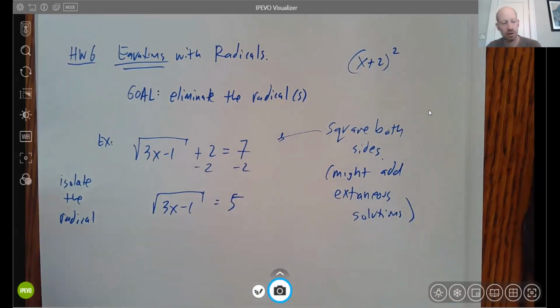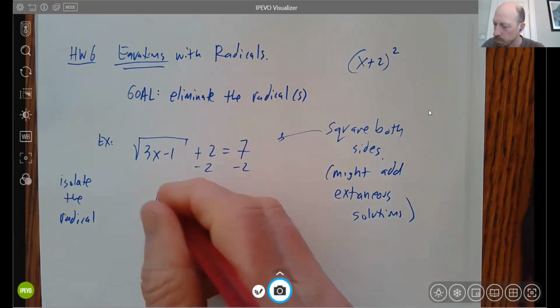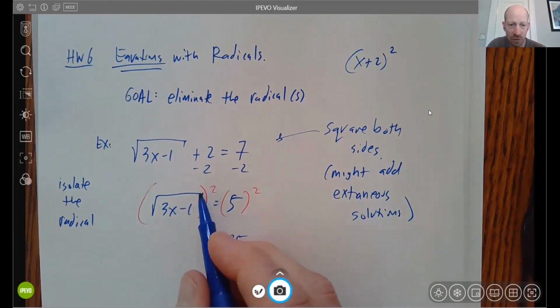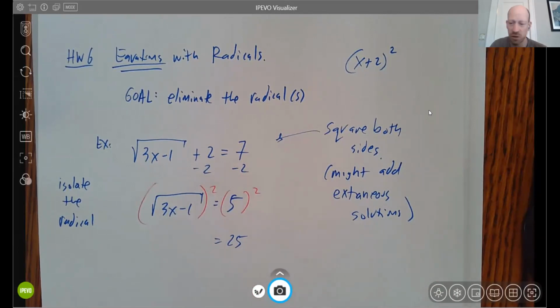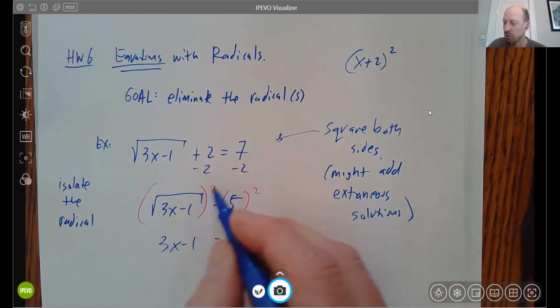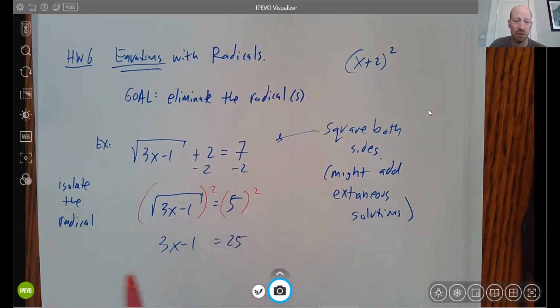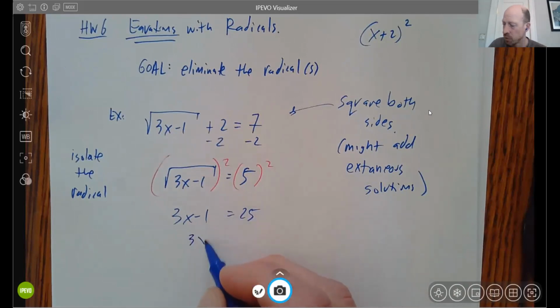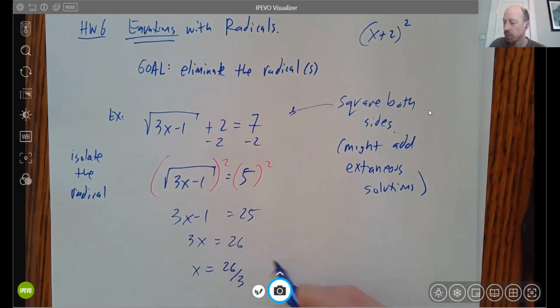Now I'm in a good spot here to square both sides. 5 squared is 25, that's fine. But what happens here is what's critical. This is a square root, and when I square the square root, those are exactly opposite operations. So all I end up with is 3x minus 1. They cancel each other out when you square the square root. And then I end up with a nice, easy equation. In this case, it's just linear. 3x equals 26 and x equals 26 thirds.